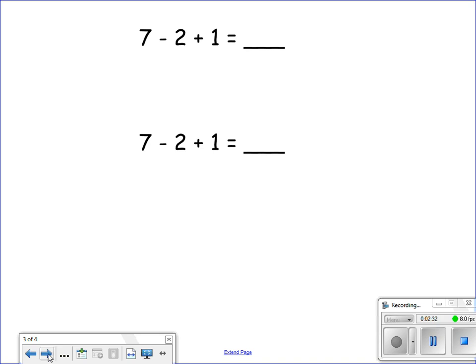Let's do another set of numbers here. 7 minus 2 plus 1, 7 minus 2 plus 1. I want 18 as an answer here, and I want 16 as an answer here. I apologize, not 18 and 16. I want to get 4 and 6. I was ahead of myself. 4 and 6. So what would I have to do? If I put parentheses around 2 plus 1, I'm going to get 3. 7 minus 3 will give me 4.